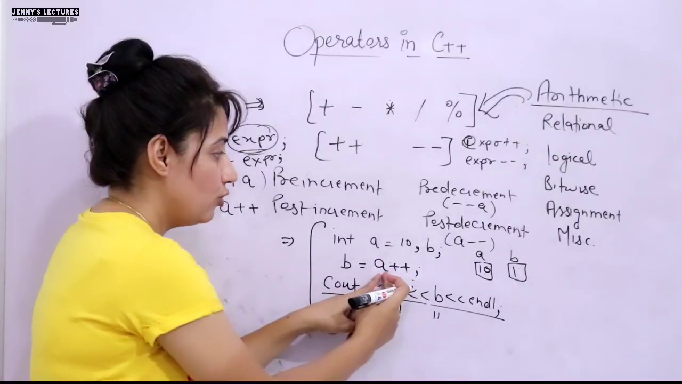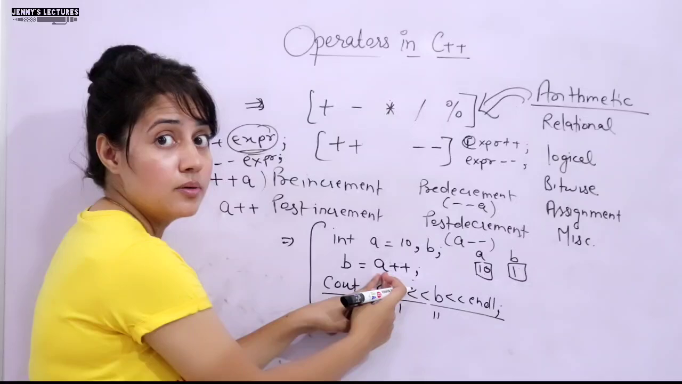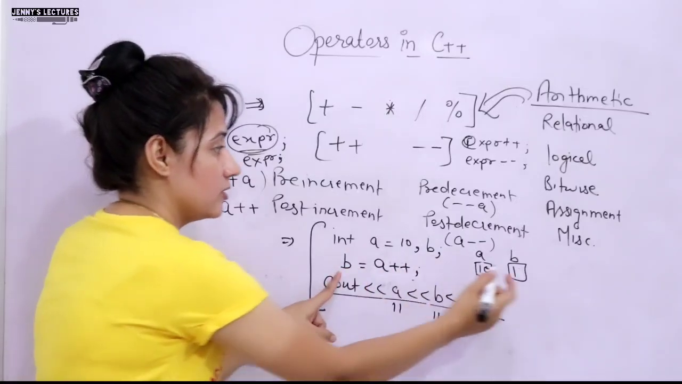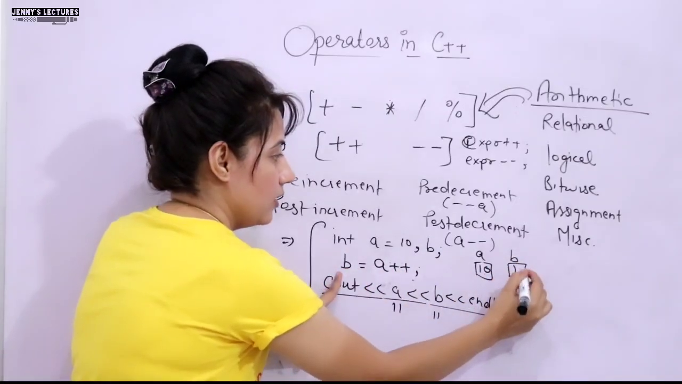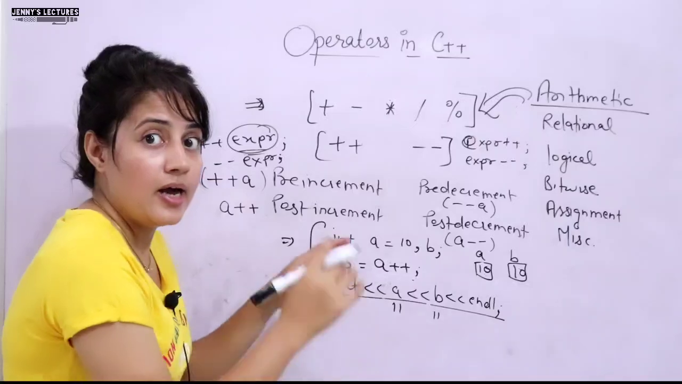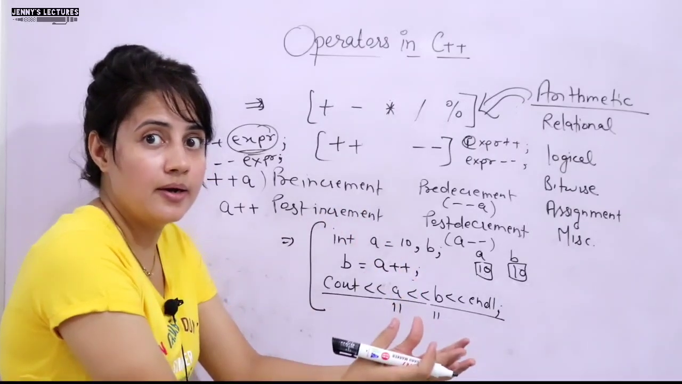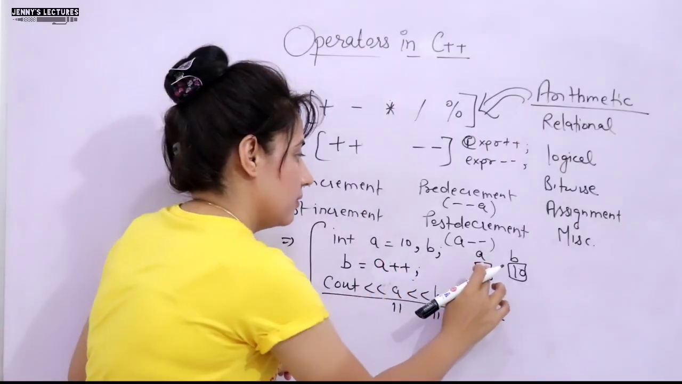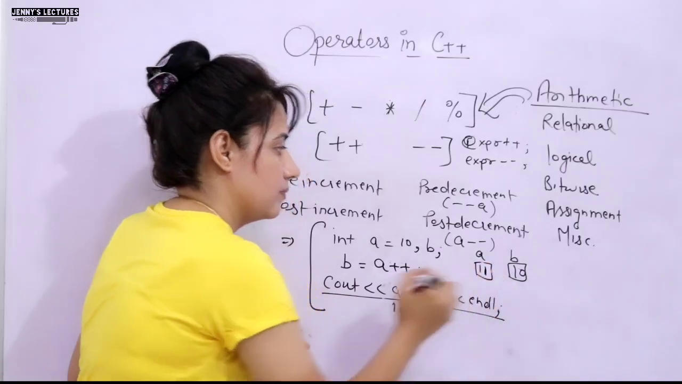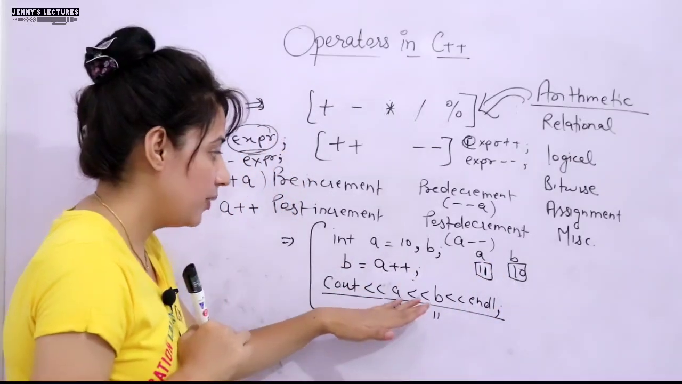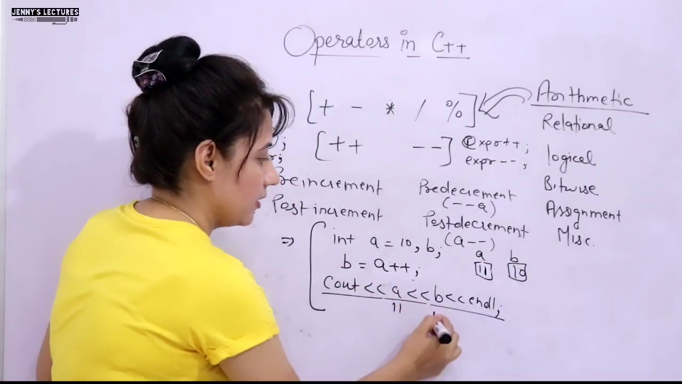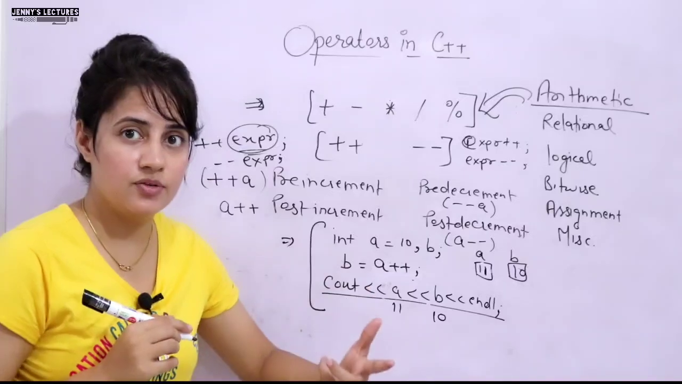So the 10 would be assigned to this B first. In B now we have 10. And after that the value would be incremented. Now 10 becomes 11. At this point of time it will print A is 11 and B is 10. This is the main difference.